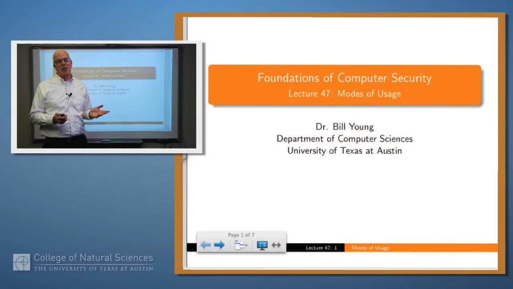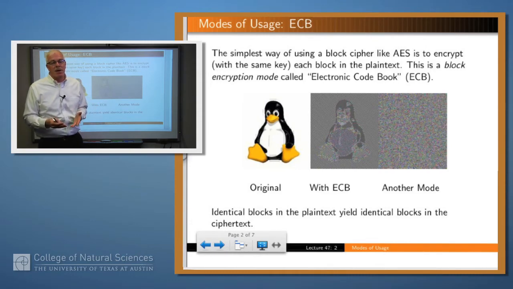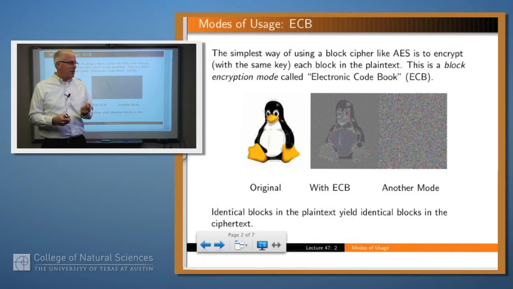Hello again. In this lecture I'd like to talk about not a specific encryption algorithm, but what are called modes of usage for encryption algorithms. Okay, so you might imagine we talked about AES. The way you might use AES is you just take each block in the plain text, encrypt it using the same key, and output the result. Okay, and that particular mode of usage is called electronic codebook, or ECB.